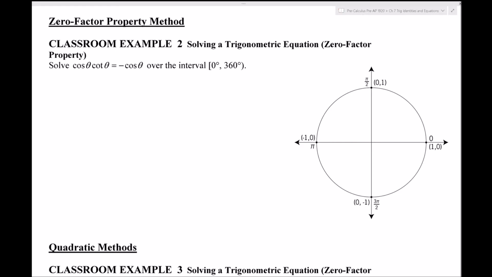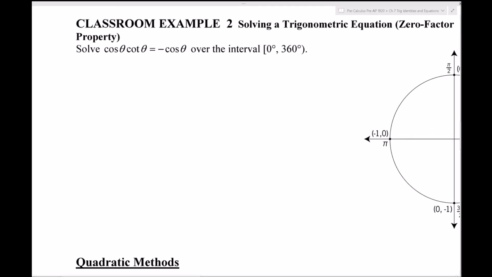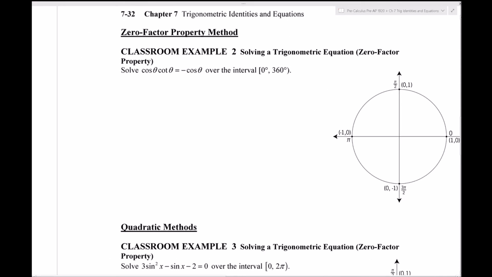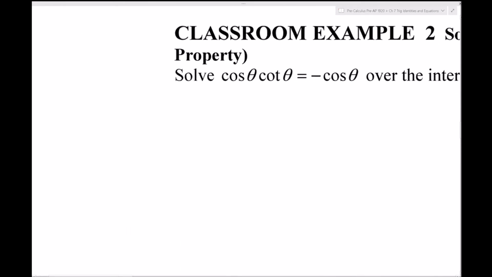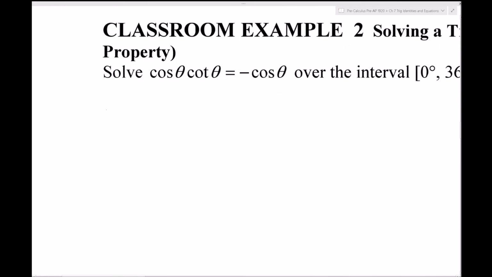So the first step is you solve the equation and try your best to solve it. So I'm going to zoom in on this. Cosine theta times cotangent theta, and this is a multiplication sign, so just a little dot for multiplication, equals negative cosine theta. So here's the solving process.